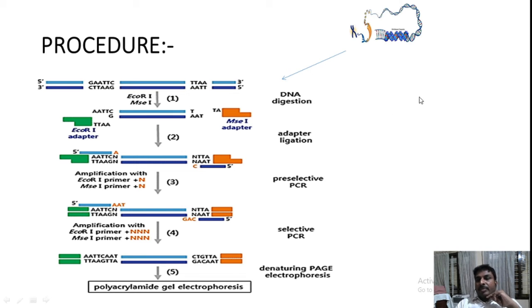Next, you have to add adapters onto it. After that, you have to add ligase enzyme. Then what is happening is that this ligase enzyme ligates the adapter onto each and every fragment that had been produced during the restriction. And this is actually depicted here in this picture.